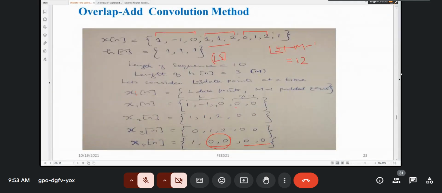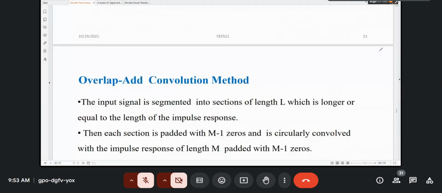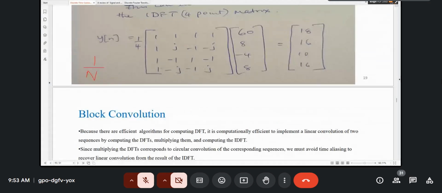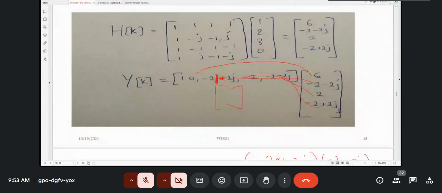Yes. Where was that matrix? Where did we talk? Here. Yeah. So this example we did with the circular, for example, would it still yield 18, 16, 10, and 16? Exactly.